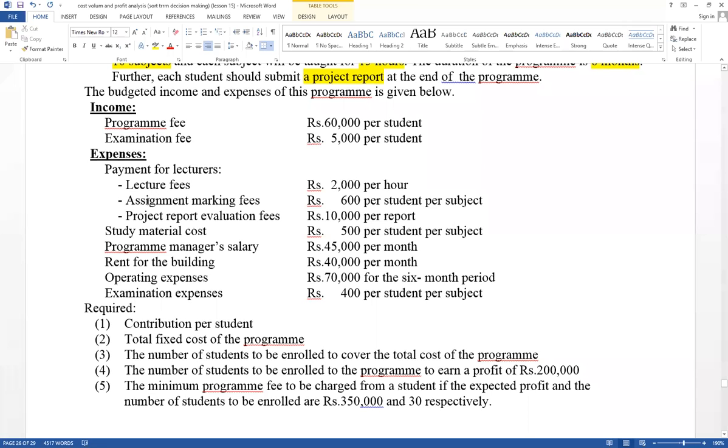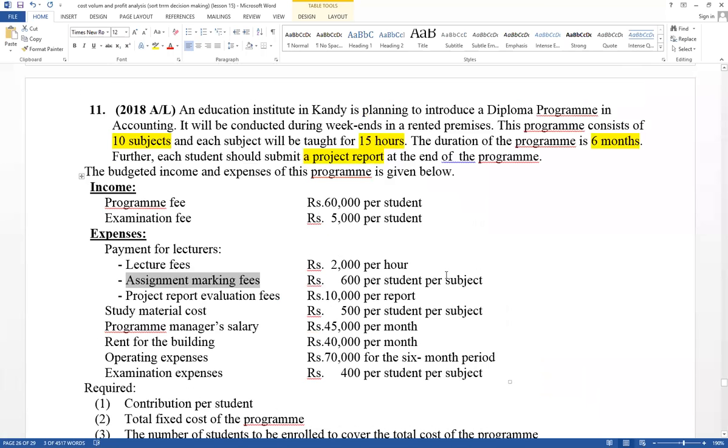The next one, assignment marking fee, given as 600 per student per subject. It varies with the number of students. Therefore that is a variable cost. But it is given per subject, and there are 10 subjects available. Therefore, you have to calculate variable cost per student.